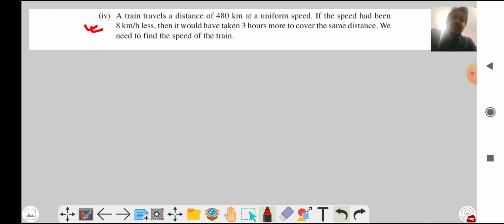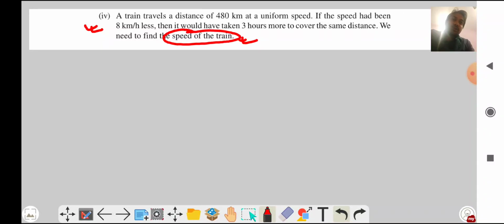A train travels a distance of 480 km at a uniform speed. What is it telling? A train travels a distance of 480 km at a uniform speed. If the speed had been 8 km per hour less, then it would have taken 3 hours more to cover the same distance. We need to find the speed of the train. Is it clear to all of you? What is asked? The speed of the train, right?